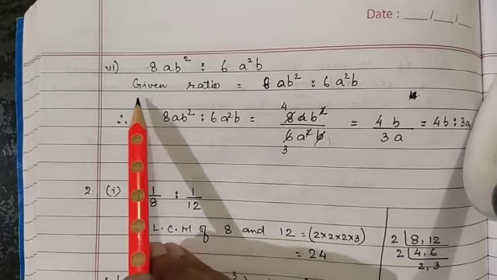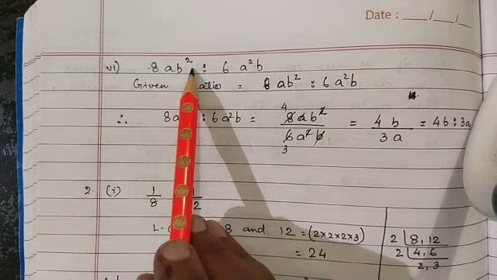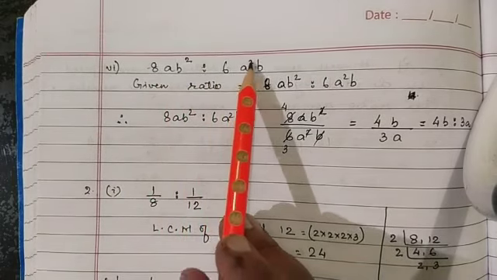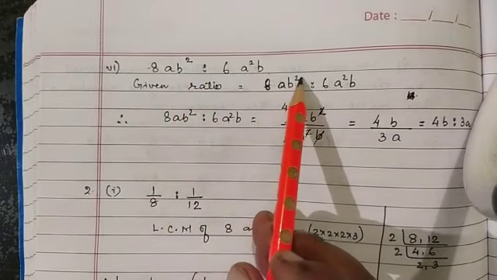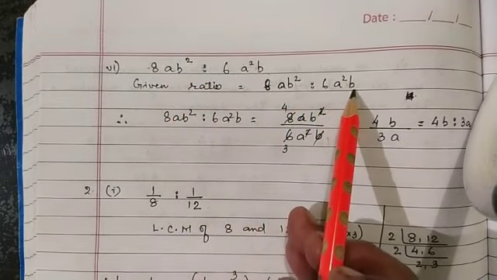Now look at this one: 8ab square is to 6a square b. The given ratio is 8ab square is to 6a square b.